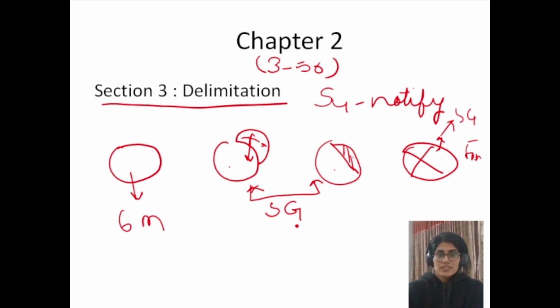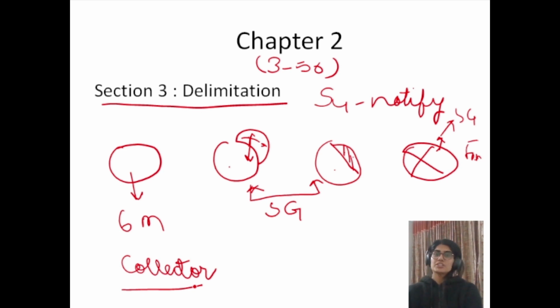Now these boundaries are approved by the collector, and the municipalities are required to mark their boundary and take care of it themselves. So this was section number 3, which deals with delimitation. सबसे पहले हमें municipality को बनाना है.